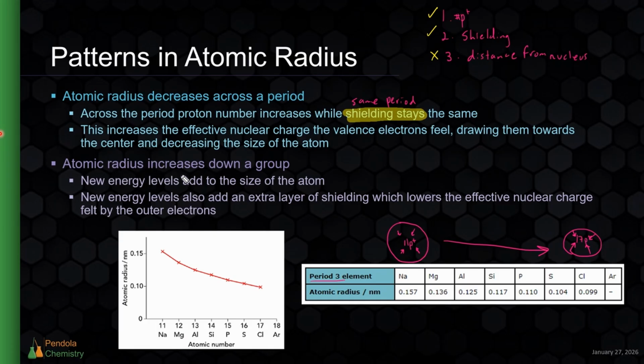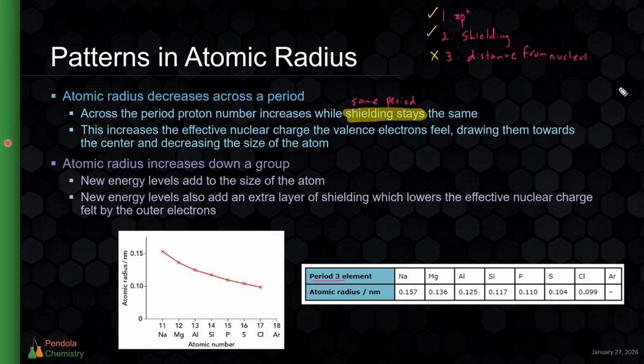On the other hand, atomic radius increases down a group. Why is atomic radius going to increase as we move down a group? Atomic radius is going to increase as we move down the group because there are now new energy levels added to the atom. Now, this is a little more straightforward. New energy levels also add extra layers of shielding, which is going to lower the effective nuclear charge felt by the other electrons. Not to mention that there are now more physical layers to our atoms, so they get larger.